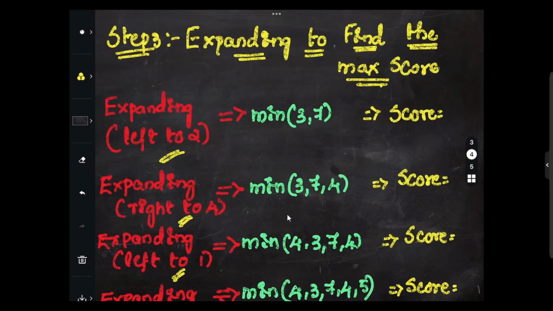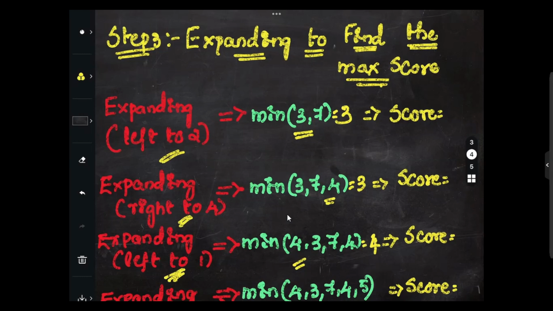Yeah, so here first thing we are expanding left to 2, right? Here in this case it will be min of 3 comma 7. Min will be 3 in this case, right? Minimum of 3 comma 7. We are expanding right to 4, means the next value, right? It will be 3 comma 7 comma 4. Again minimum will be 3 itself, right? So here we are expanding to the left to 1. So minimum of 4 comma 3 comma 7 comma 4, again minimum will be 4 in this case.